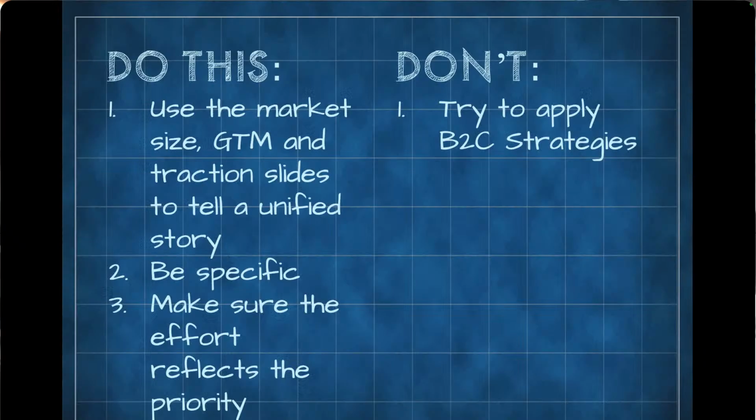Okay. Next thing. Here's some things that I suggest you don't do on this go-to-market slide. Number one, don't try to apply business to consumer strategies when you're doing B2G, business to government sales. If you read any go-to-market literature around commercial sales, you're going to see a lot of things like, oh, I'm going to do inbound marketing and this cold email campaign and go to trade shows and conferences.